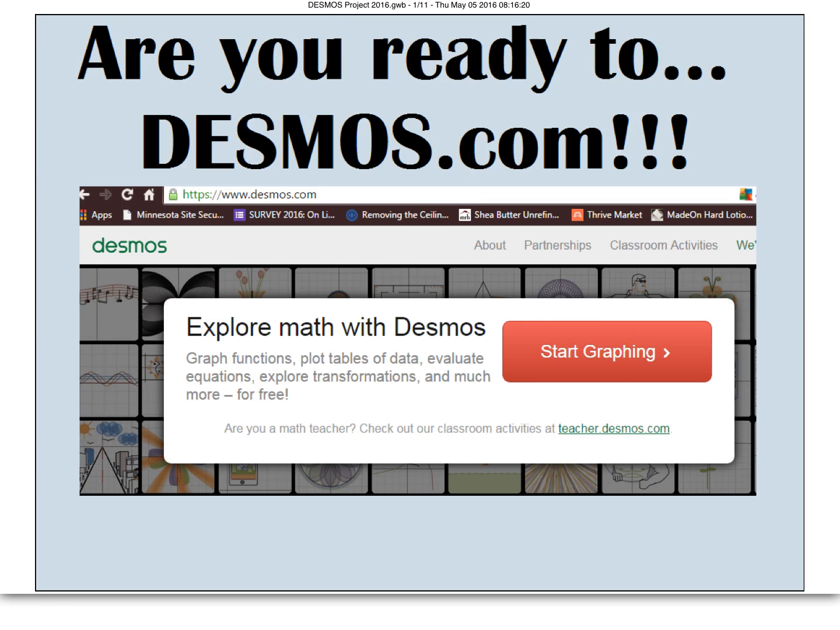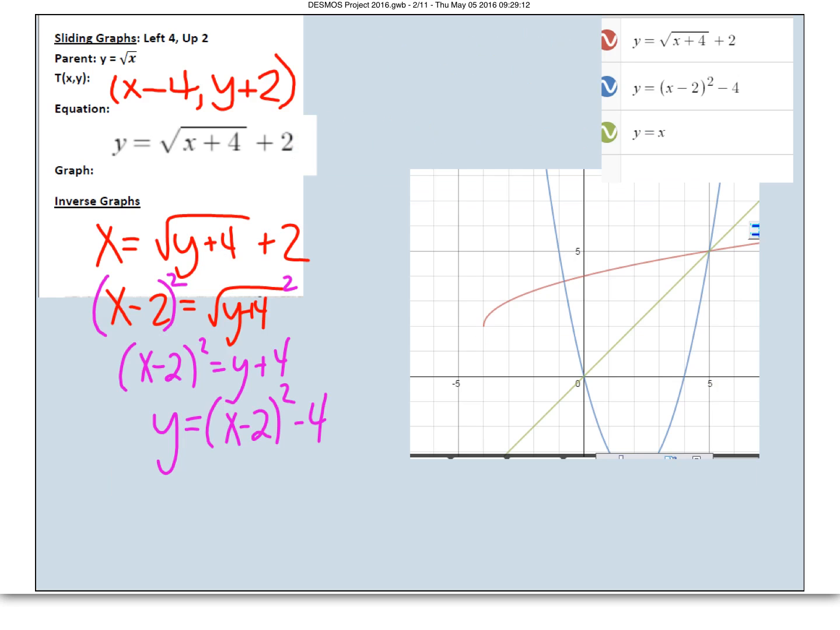As you start your Desmos.com project where you're going to design your own design on Desmos, I want to review a few concepts with you. We'll go over inverse functions, even and odd functions, how to graph circles and ellipses, and then cover exactly what the project is going to do.